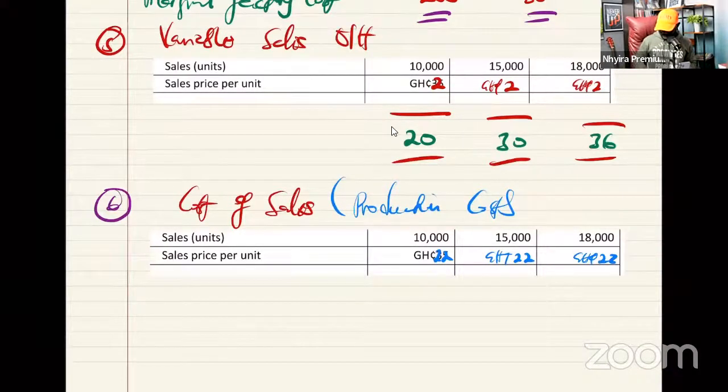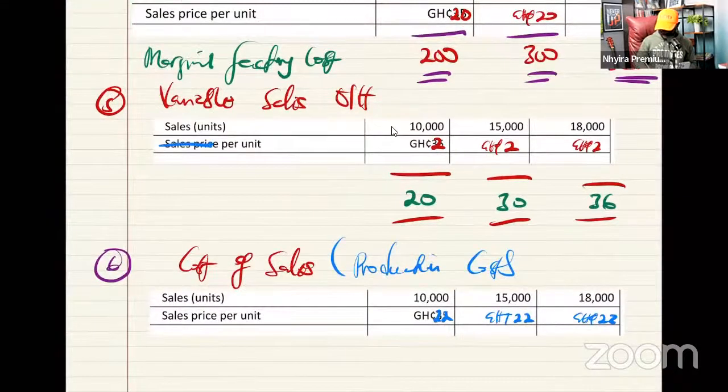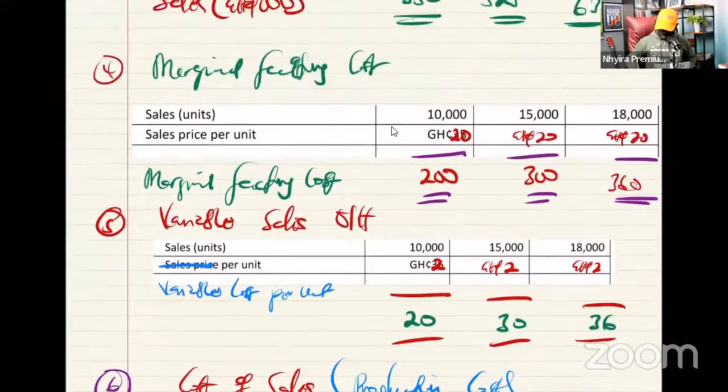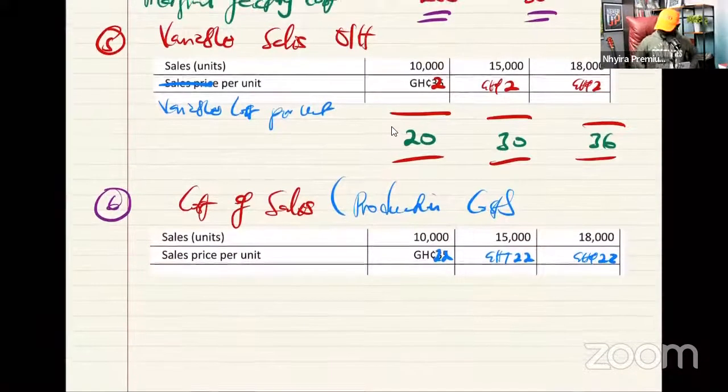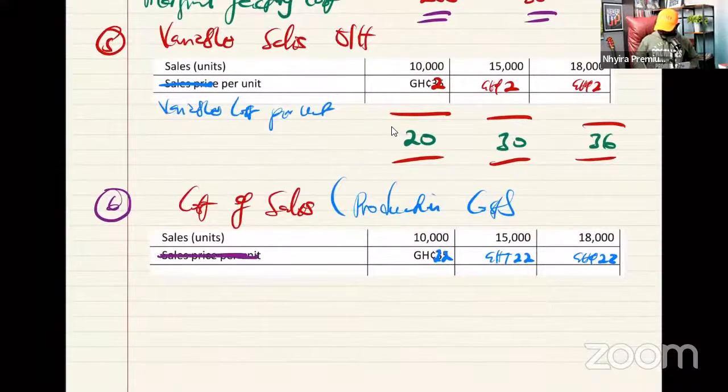Because that is our factory cost, so it's not selling price per unit. This is variable cost per unit. This is also not sales price per unit. It's actually supposed to be the marginal cost per unit. I forgot to change them when I was using the same thing. So this is our factory cost per unit.